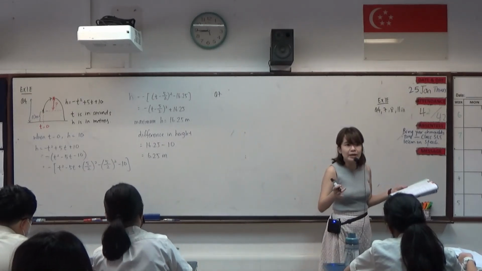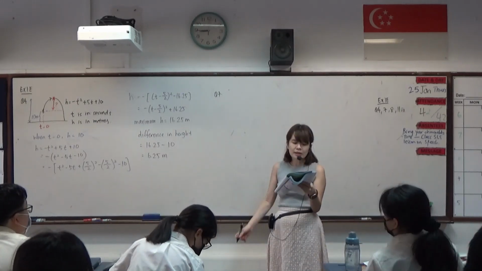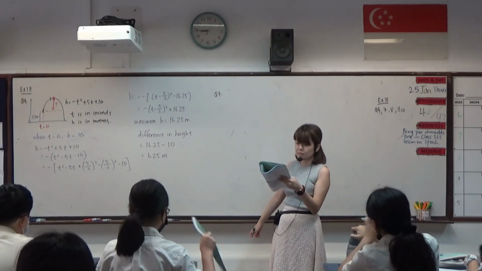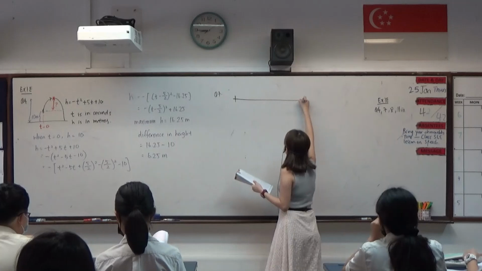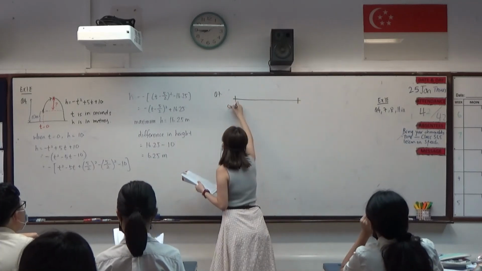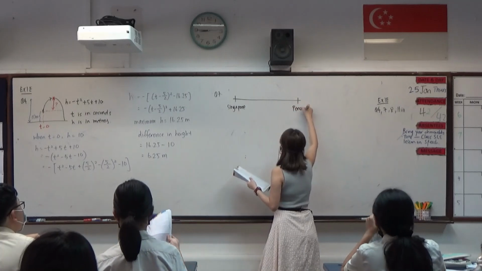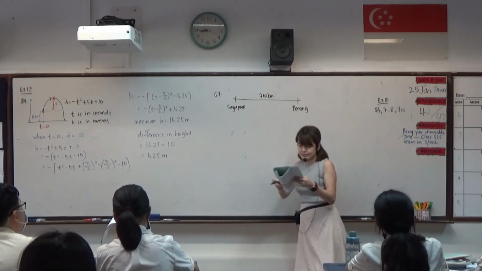I'm not sure how many of you brought your E-Maths textbook, but we are on page 34. It says that Annie travels 700 kilometers by coach from Singapore to Penang to visit her grandparents. So I like to draw a diagram. We're looking at Singapore to Penang, and this distance is 700 kilometers.